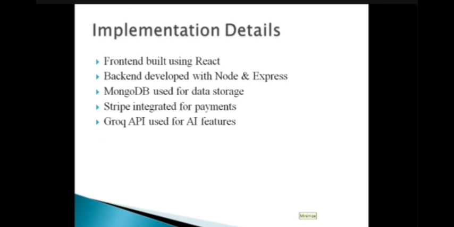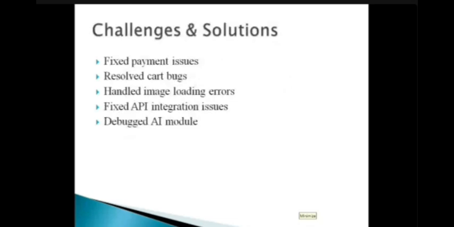Stripe is integrated for payments. AI is used to add AI-based features like recommendations. All these technologies work together to form a complete full stack system. In the next slide, slide 10, you can see the challenges and solutions of our project.